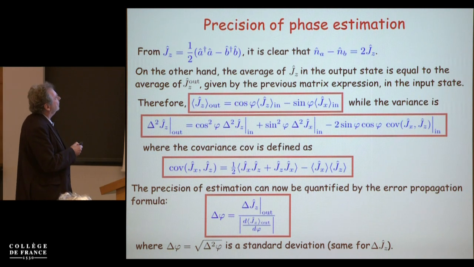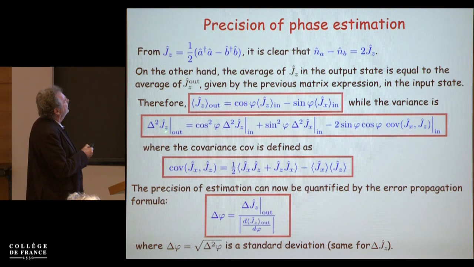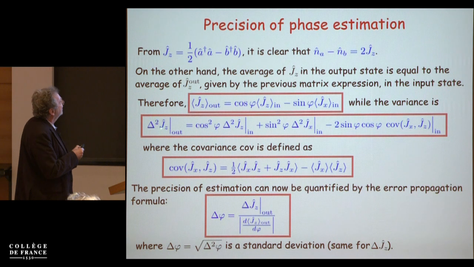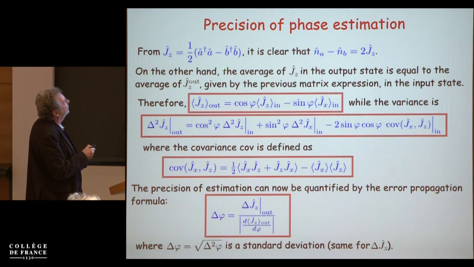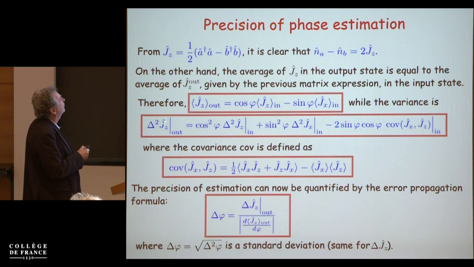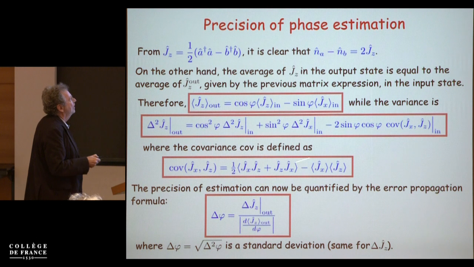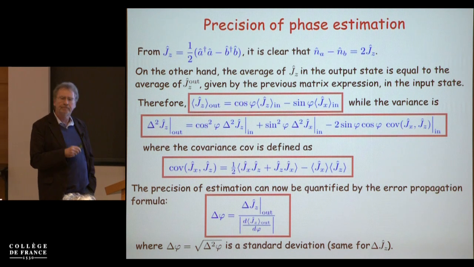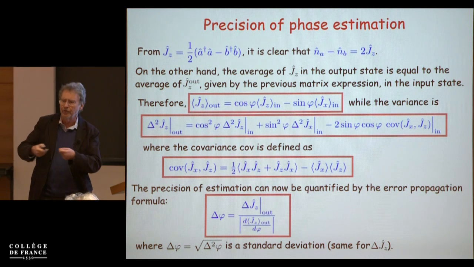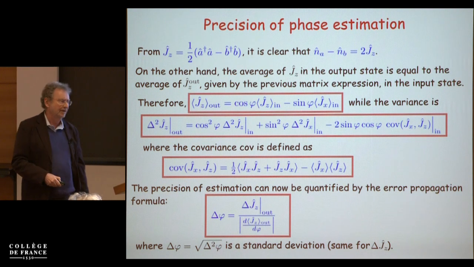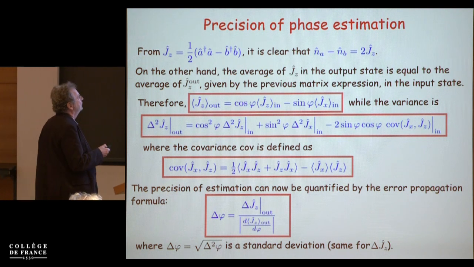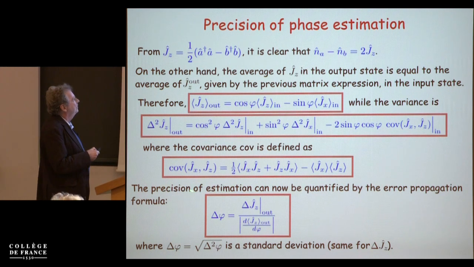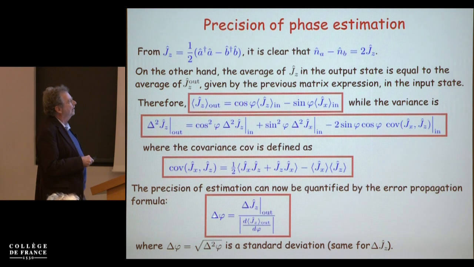Okay? Now, the variance of Jz can also be calculated in the same way. So again, the variance of Jz in the output state is equal to the variance of Jz out in the incoming state, and that's given by this expression, okay? Where this is the covariance, which is defined in this way. So these are the basic expressions. You try to derive them later. It's just straightforward. You calculate from the matrix transformation.